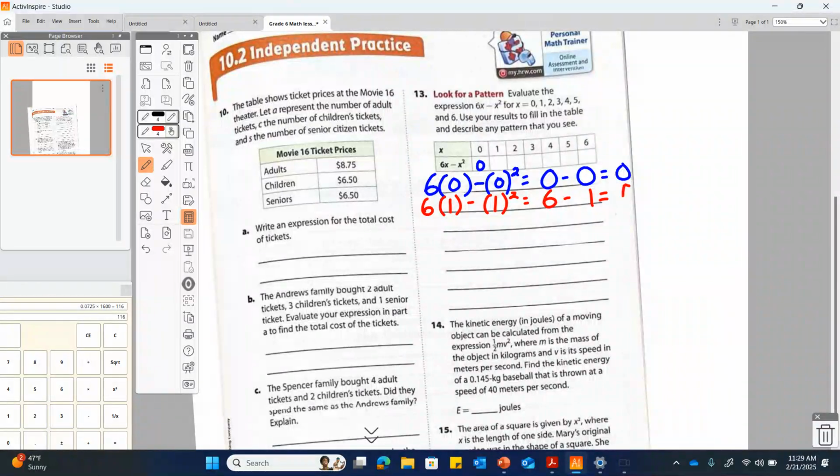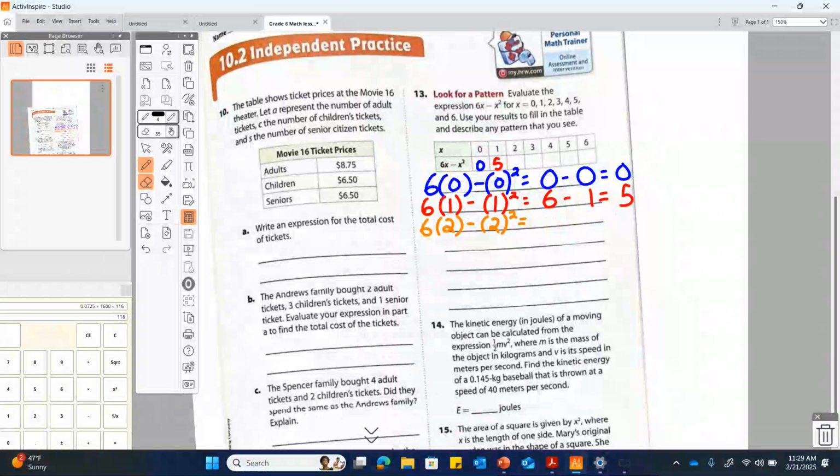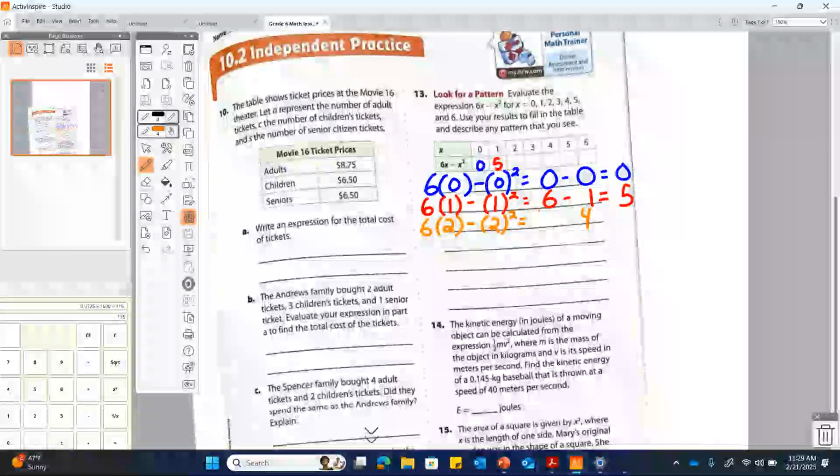Okay. Let's pick another number, another color. Let's do orange. Next one, 6, I'm going to plug 2 in for x. Oh, I did that wrong. It's not 6. Oh, I completely did that wrong. What am I doing here? See, even I make mistakes sometimes. So, 2 squared is 4. 6 times 2 is 12. 12 minus 4 is 8.